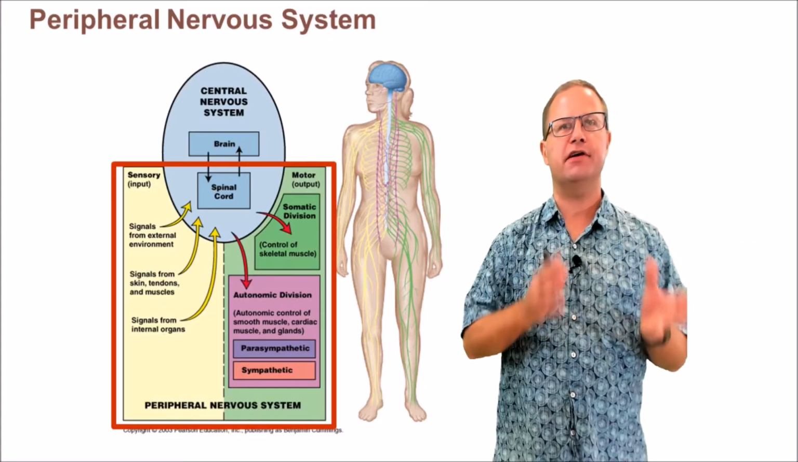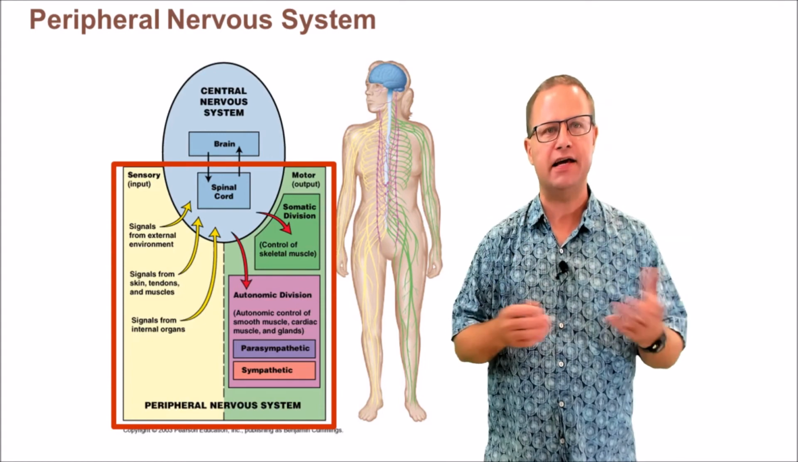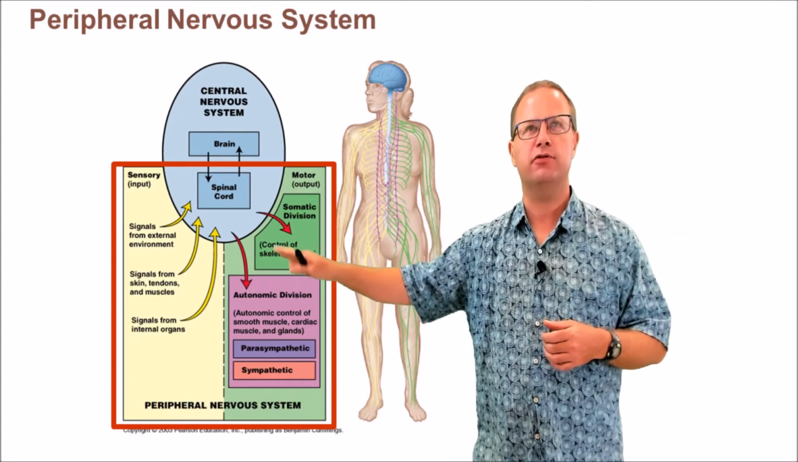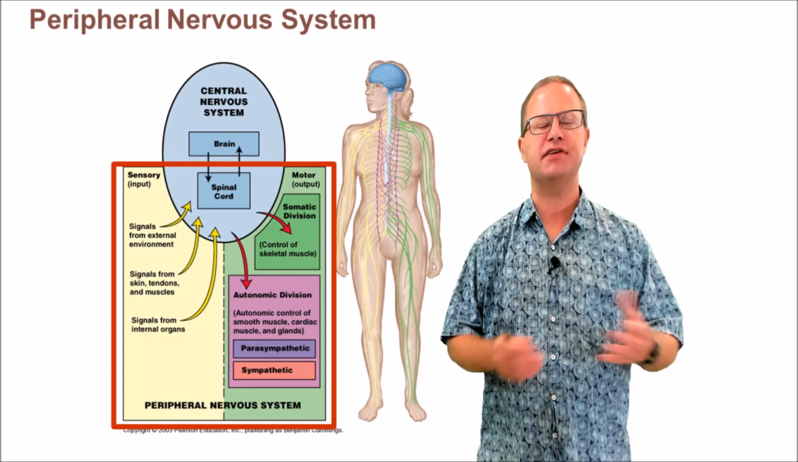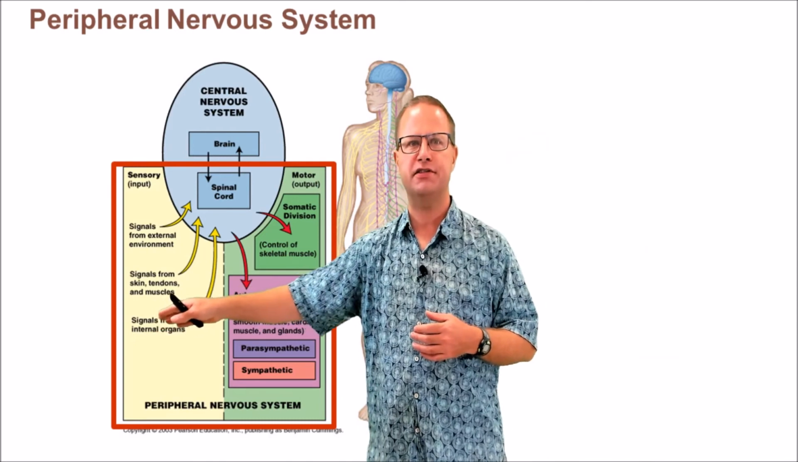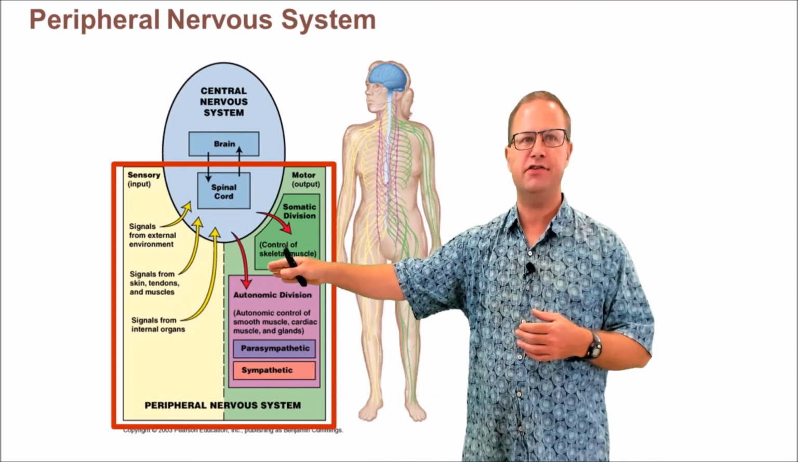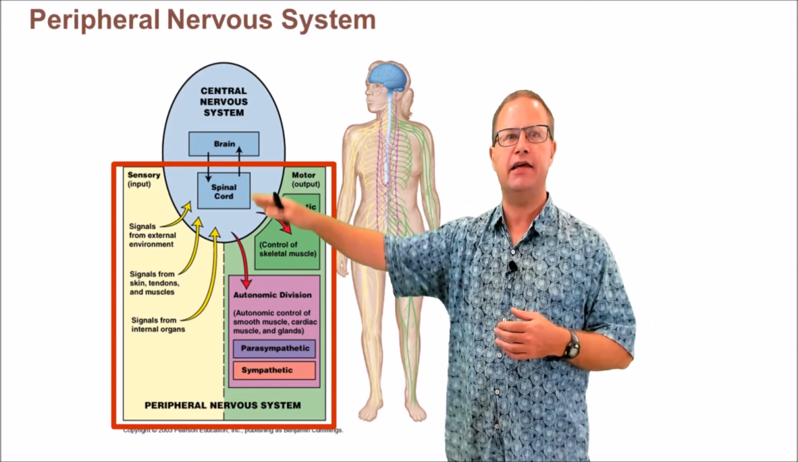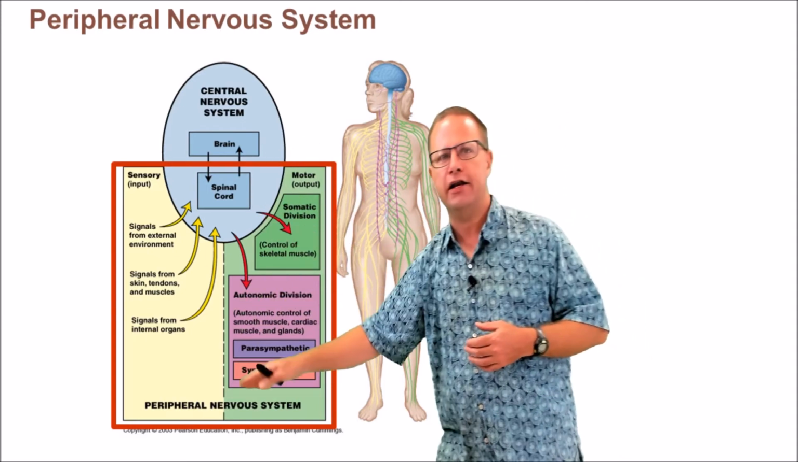Okay, now we're going to shift gears away from our brain and spinal cord, the CNS, and now we're going to talk about the PNS, or peripheral nervous system. Remember, the peripheral nervous system consisted of everything outside the brain and spinal cord, and there's two divisions here. We have a sensory division, which brings information into the brain, and a motor division, which brings information outside of the brain. That motor division is subdivided into a somatic division and an autonomic division.